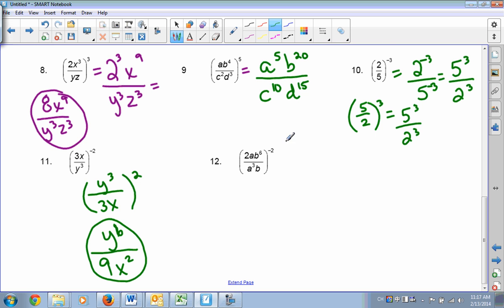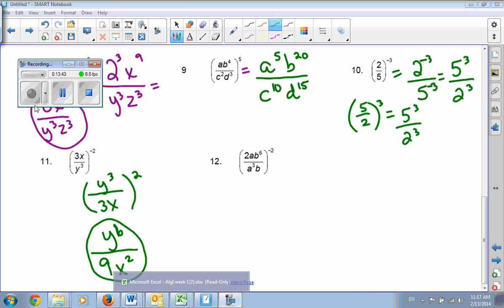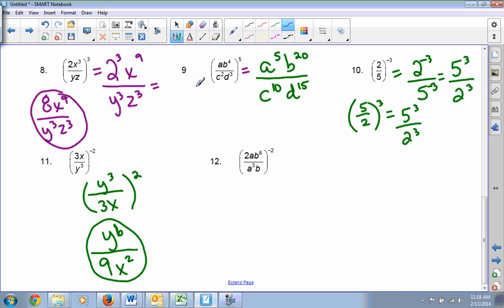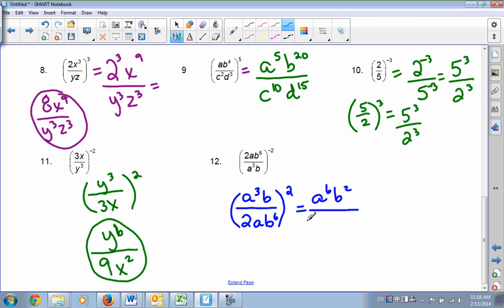Okay, I want you to try number 12 on your own. Let's see how we did on this one. So, did you flip first or distribute first? Okay, doesn't matter. But we can take the reciprocal first. And then it becomes a positive 2. So then we're going to distribute our exponents. A to the 6th, b squared over 2 squared, which is 4, a squared, b to the 12th.